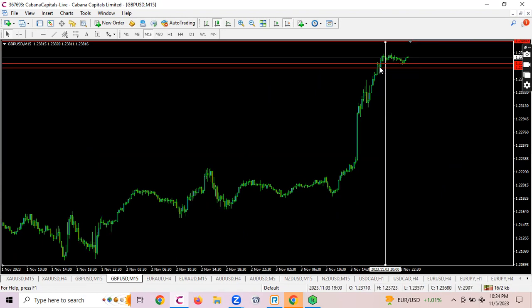It's a support also on 15 minutes. We also have a support here. So if 15 minutes and 1 hour candle closes below this support, I will take a sell trade on GBP USD. 15 minutes and 1 hour candle must close below this support zone or a demand zone before I will consider selling GU.